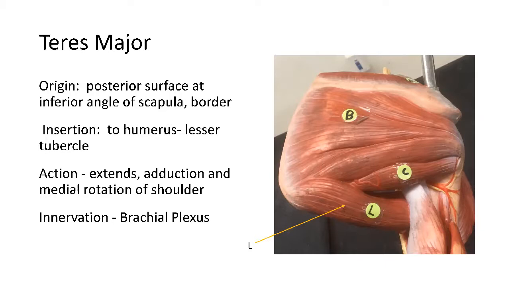So it's coming to the anterior humerus, which means that it's going to work on extension, but its primary movements are adduction and medial rotation. Those are the two to really worry about, adduction and medial rotation of the shoulder. And it has a more generalized innervation of just the brachial plexus.